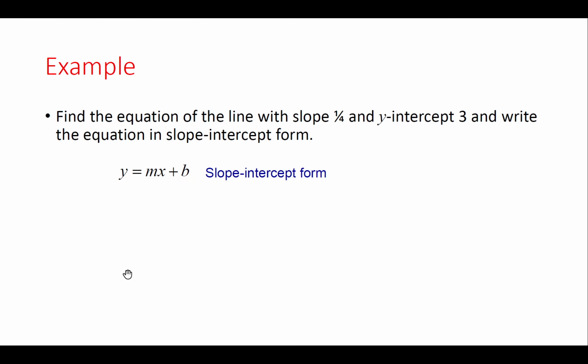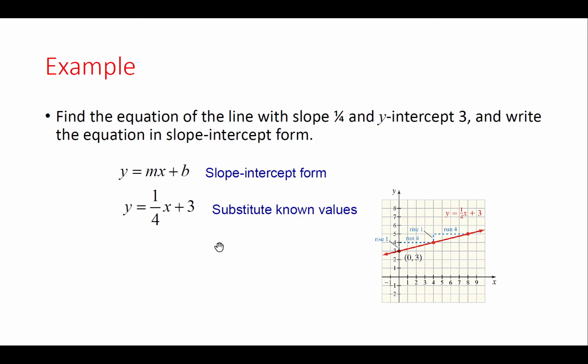Okay, so one example, you are given the slope of a line and you are given the y-intercept, which in our case is the value of b in this formula. Now find the equation of the line using the slope intercept form. So just plug in the value of m here and plug in the value of b. You will be able to find the equation. So m is 1/4 and b is 3.